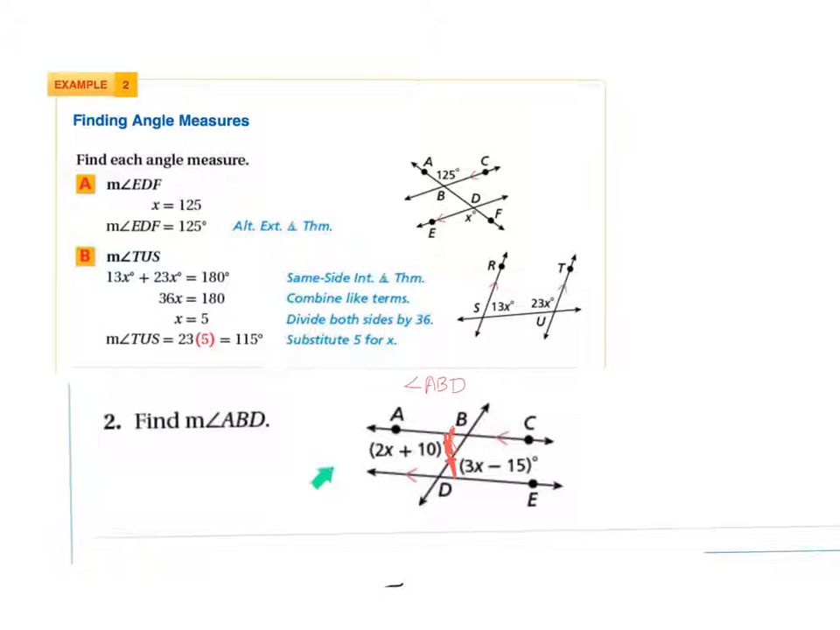Okay, find measure of angle ABD, this example down here. So what I did is, this looked confusing as to which angle they're pointing at. So this ABD is 2x plus 10, and BDE is 3x minus 15. These are alternate interior angles.